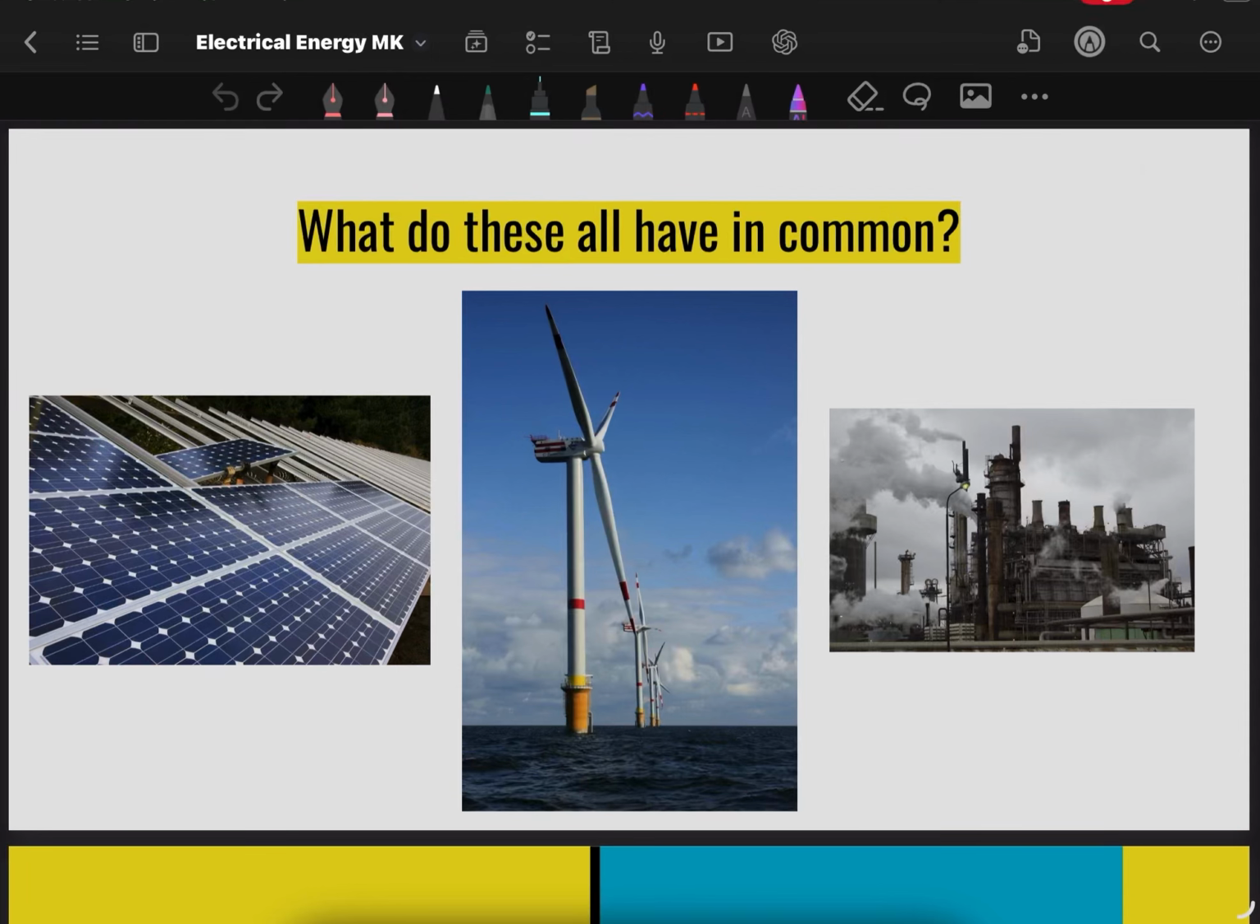Hello everybody, welcome back to iBuddy Science, and today we're going to be doing electrical energy and percent efficiency. Now, the first thing I want to do is start off with a Kickstarter. What do all three of these things have in common?